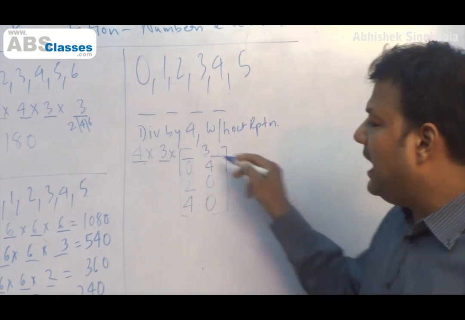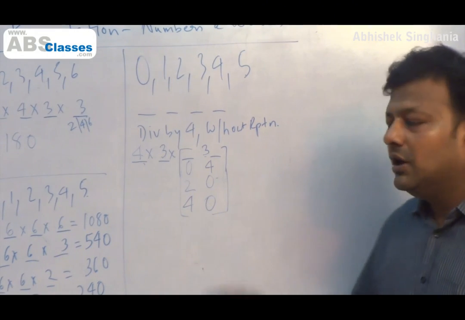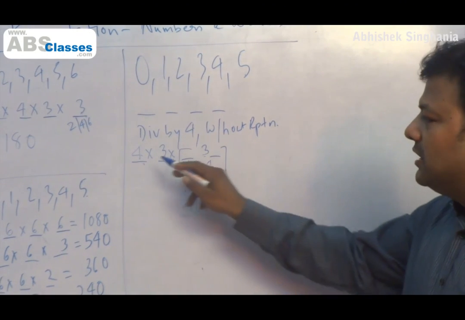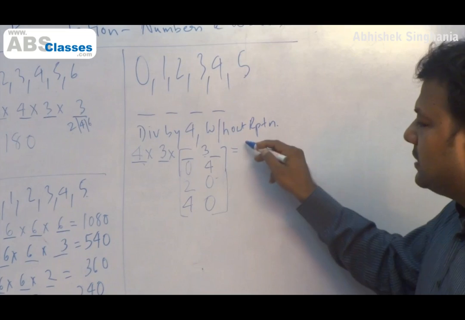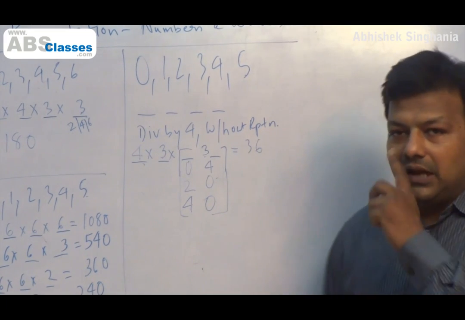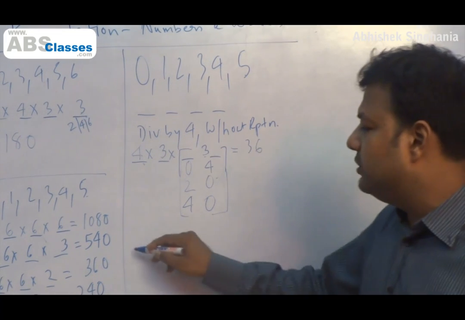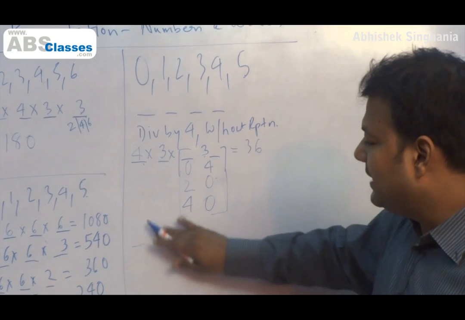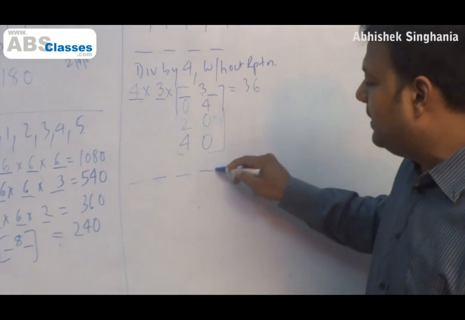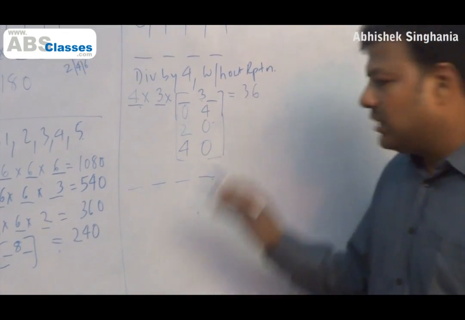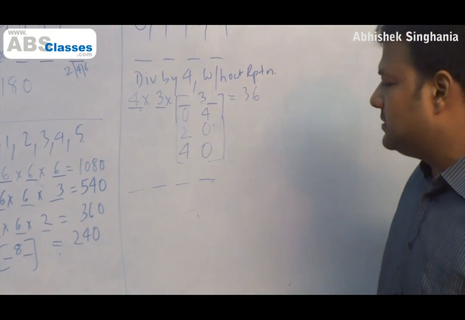So in how many ways can I have a 4-digit number divisible by 4 where 0 is one of the last 2 digits? 4 into 3 into 3, 36. Now let's take cases where I don't use 0 in one of the last 2 places. So I'm taking a bit of risk here. 0 is out there in the open, but I keep that in mind. So I'll ensure 0 does not come in the first place.